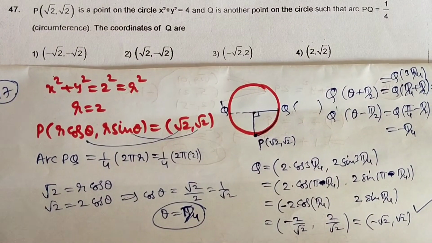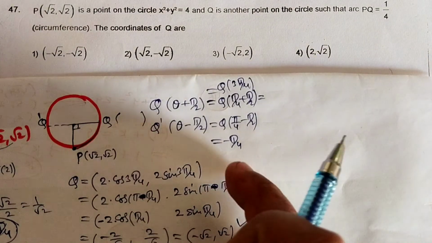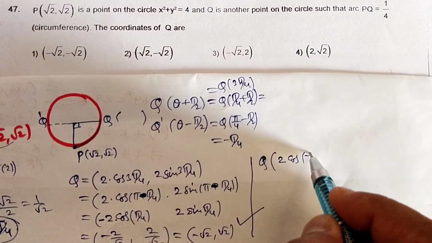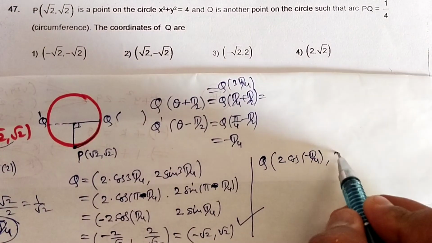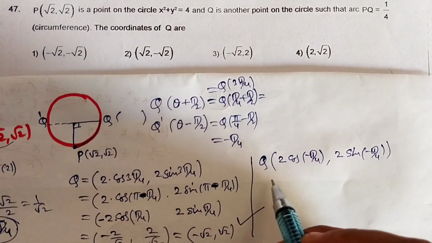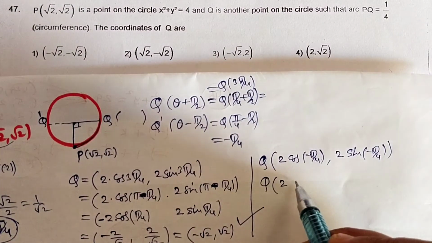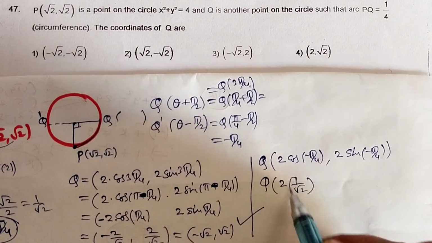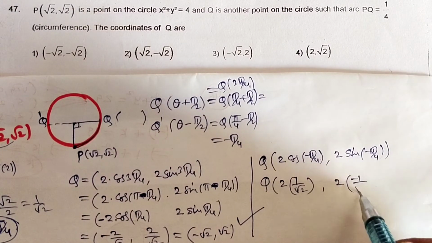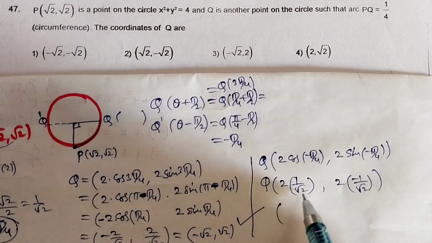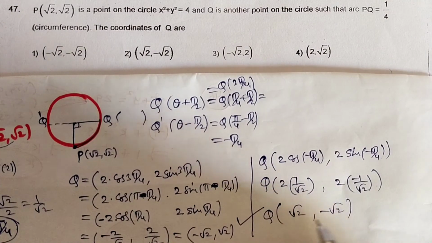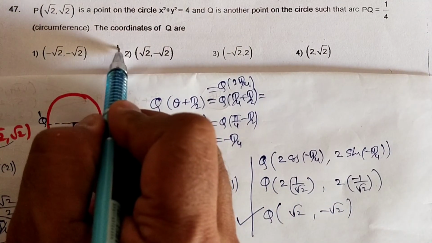So what we have to do? You can go for another option. Minus pi by 4 is there, na? So Q is 2 into cos of minus pi by 4, 2 into sin of minus pi by 4. Cos of minus theta is cos theta, and cos pi by 4 is 1 by root 2. 2 into sin of minus pi by 4 is minus 1 by root 2. So 2 by root 2 is root 2, and 2 into minus 1 by root 2 is minus root 2. So root 2 comma minus root 2, which is there in the second option.